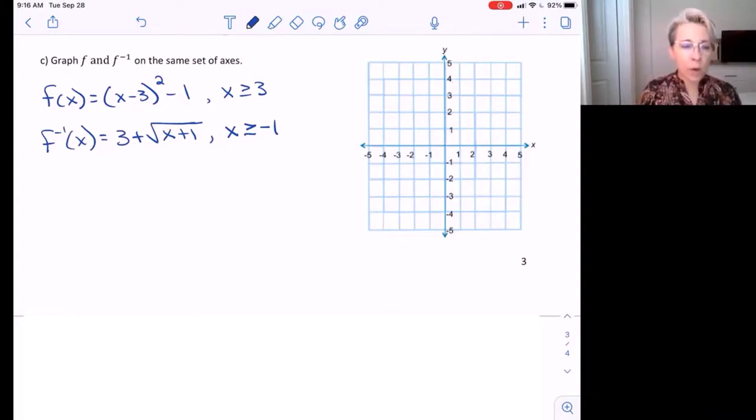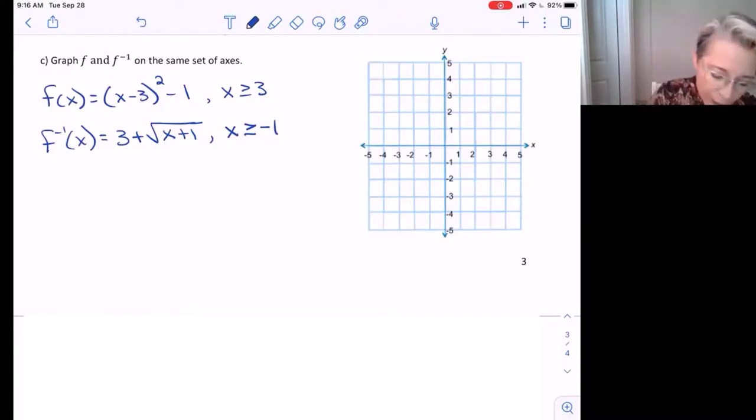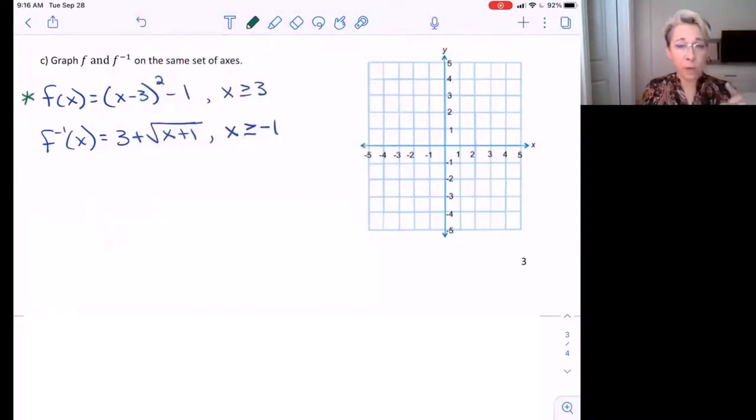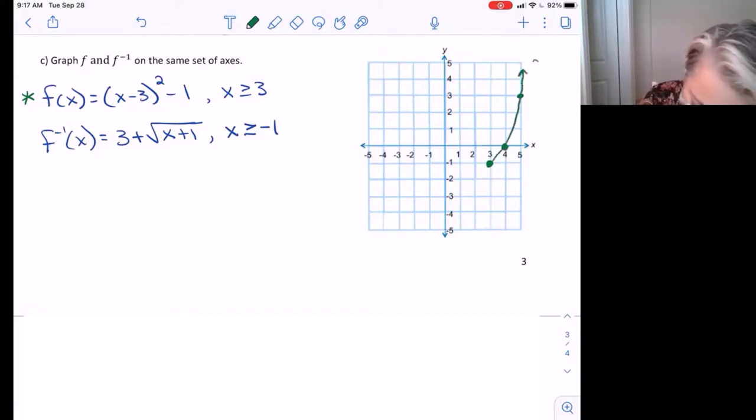So one of the things I want you guys to note: just as if f of x has the point (A, B), the inverse has (B, A), that also works for their domain and range. So for example, let's go ahead and graph f of x again, but on that restricted domain. Remember, it's that right side of the parabola. So we had a vertex at (3, -1), and a point at (4, 0), and at (5, 3). Okay, so that's f of x.